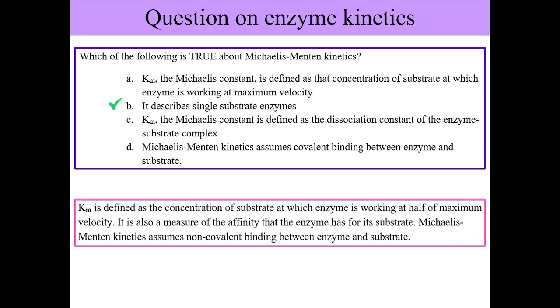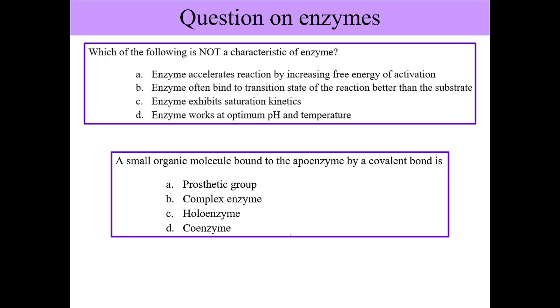So Km is defined as the concentration of the substrate at which the enzyme is working at half of its maximum velocity. It is also a measure of affinity that the enzyme has for the substrate. Michaelis-Menten kinetics assumes non-covalent binding between the enzyme and the substrate. Okay. So for the next two questions on enzymes, we will be looking at these two questions.